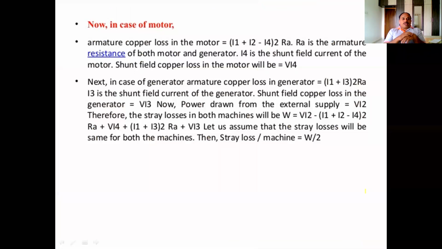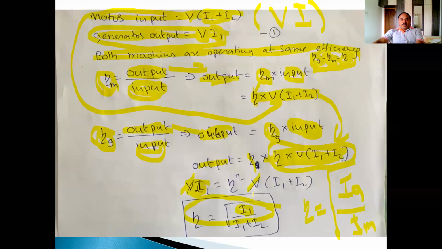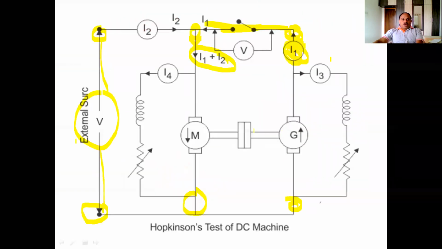Now, in case of the motor, for calculating the losses, consider the armature copper losses in the motor. You know that the general formula for copper losses is I square R. The current taken by the motor is I1 plus I2. I4 is the current taken by the shunt field of the motor. The total current taken by the motor is I1 plus I2.